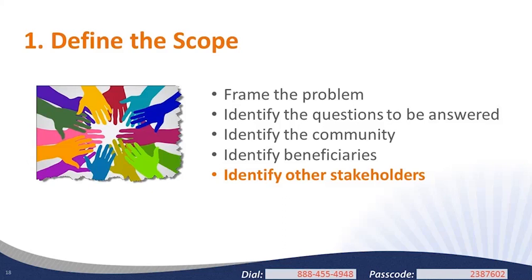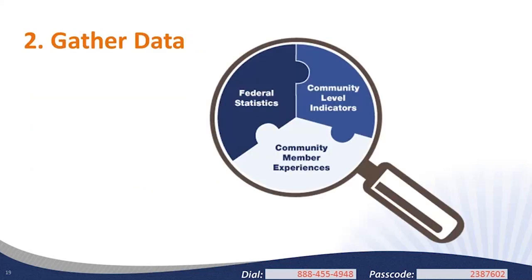Sounds good. Okay. All right, well, let's jump in and talk a little bit more about gathering data. So generally speaking, there are three primary ways to gather data for your community assessment. You can source federal statistics, you can collect local indicators, and then you're going to solicit community member personal experiences.